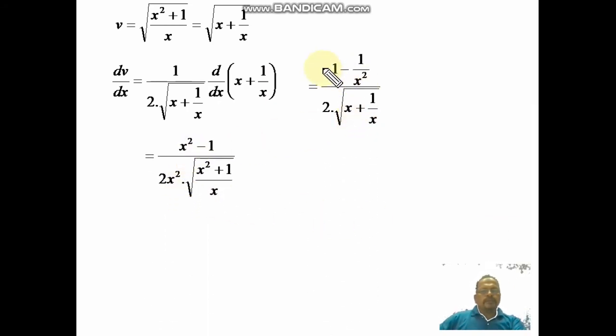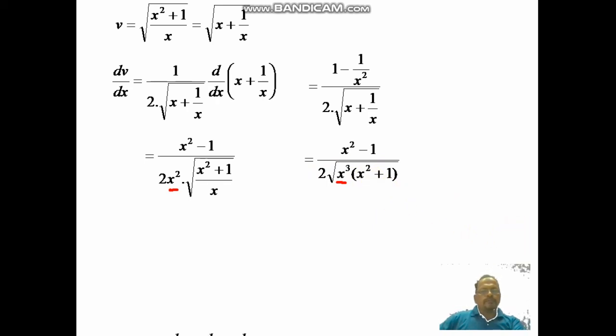Next is make the denominator same. x square minus 1 upon x square is done, and here also the same thing is done. Now take this x square inside the square root, so it becomes x raised to 4. That x raised to 4 cancels with this x and we get x cube here, and therefore dv by dx is x square minus 1 upon 2 under root x cube into x square plus 1.